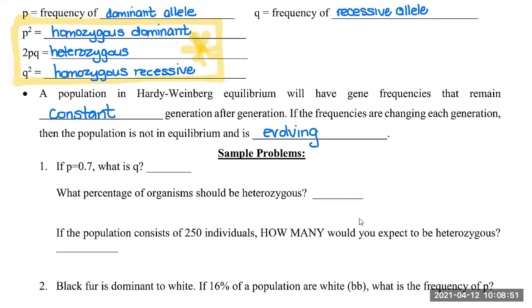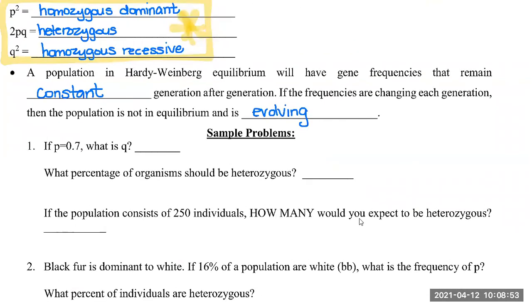So if P is 0.7, what is Q? This is the easiest version of the problem, because we know that P plus Q is equal to 1, right? So if P plus Q is equal to 1, then if P is 0.7, then Q would have to be 0.3. What percentage of the organisms should be heterozygous?